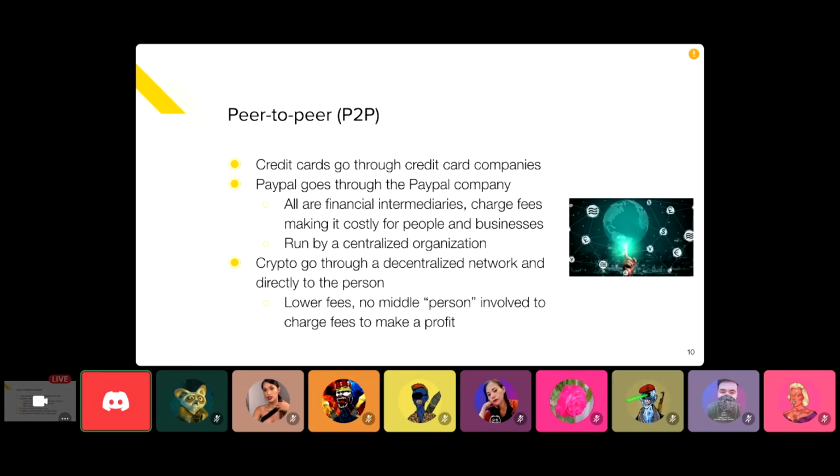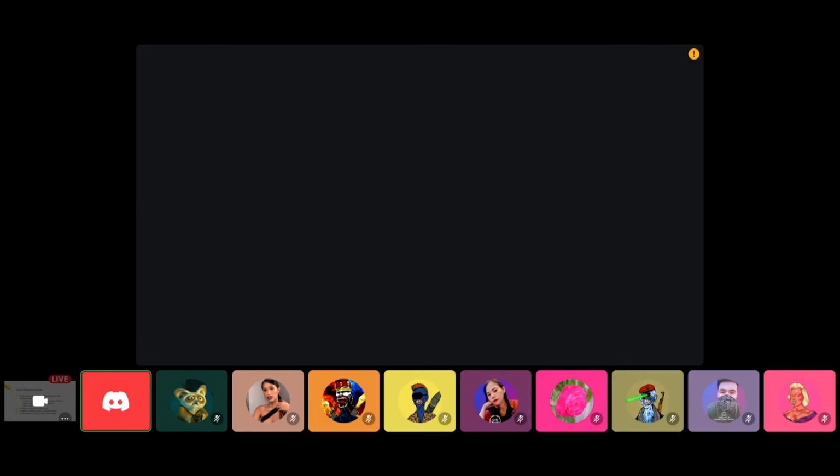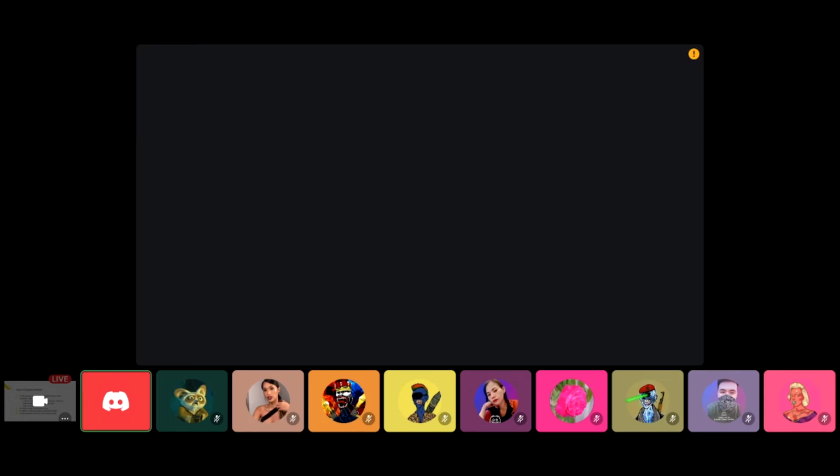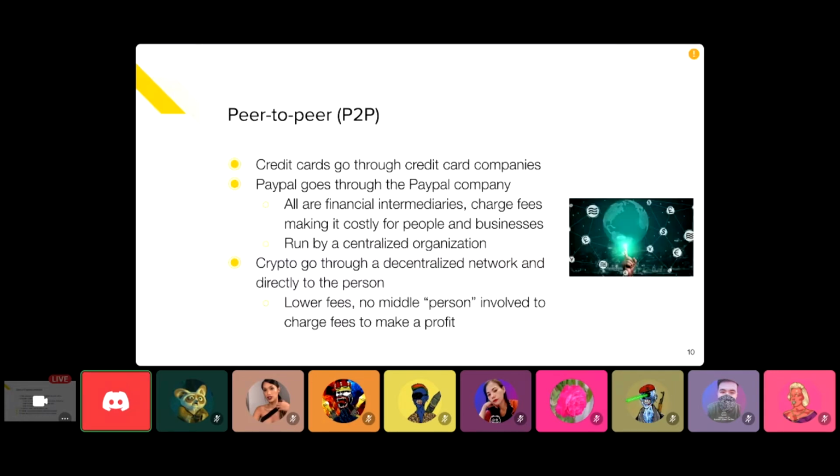So these credit card or financial payment companies have financial intermediaries, and they charge pretty high fees, making it more costly for people and businesses to transfer money. Crypto, on the other hand, has lower fees, and there's no third party or middle person involved in these transactions. The whole crypto network is put in the hands of cryptocurrency holders.